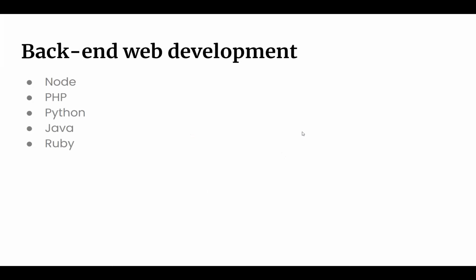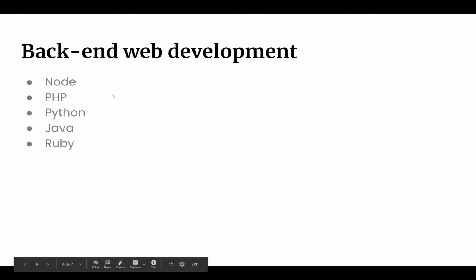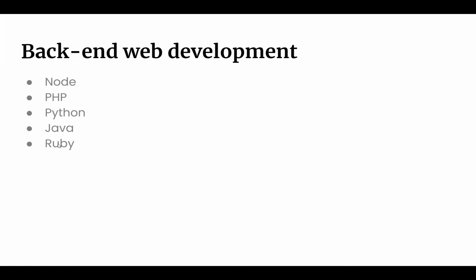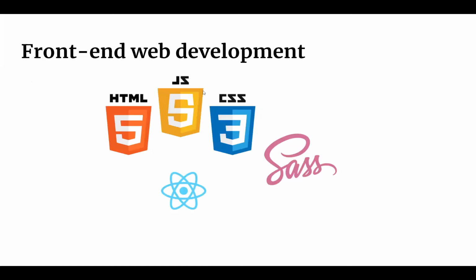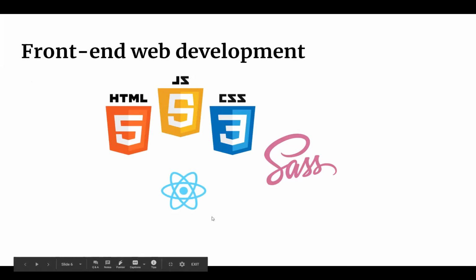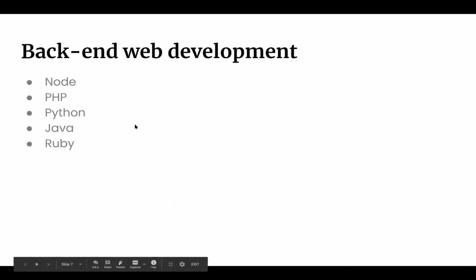Now backend web development. The backend or server side web development you need is Node, PHP, Python, Java, Ruby. But for you, I would recommend to learn Node after you learn this. First HTML and CSS, and then JavaScript, then React and then Node.